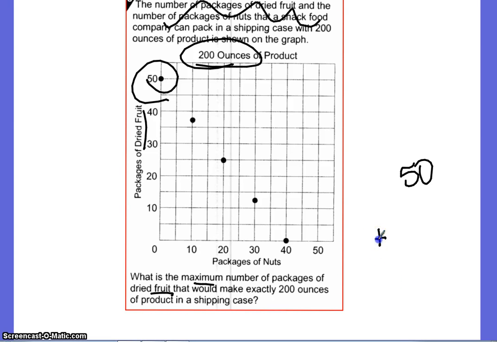If you want to fill in the plus on your little answer thing, you can. And then 50.